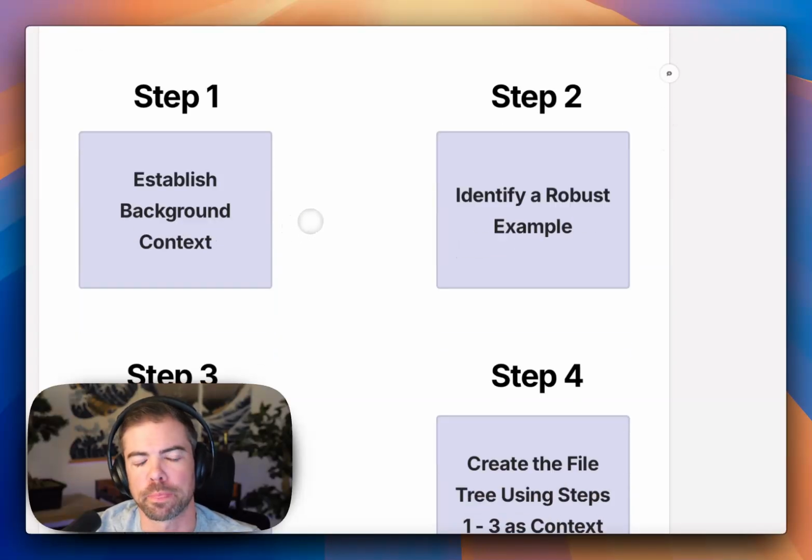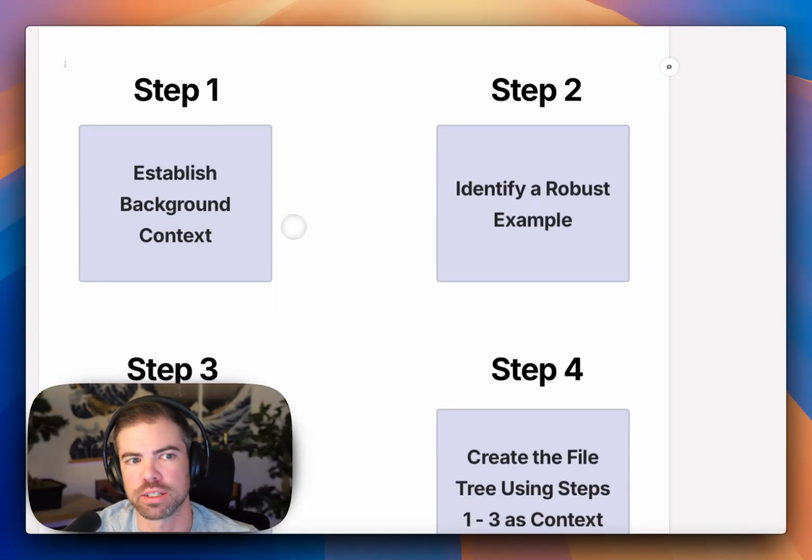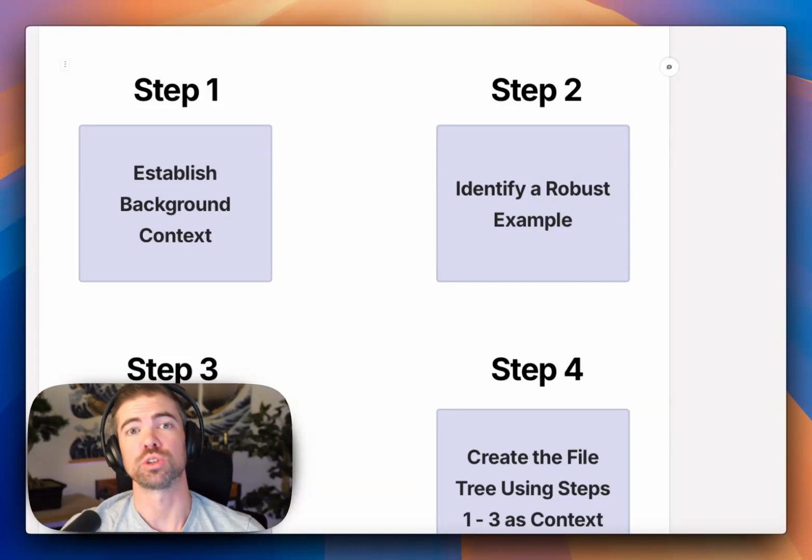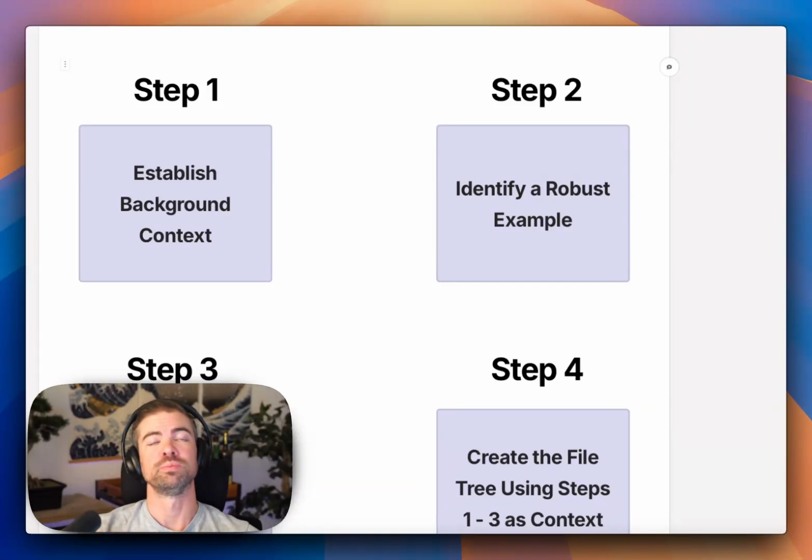So step one, establish the background context. What that means is you need to give the AI everything it needs in order to actually process your request. So let's say I want to build something. Well, why do you want to build it? Who are you building it for? What is your budget? And how will this be used? Just all of those sorts of questions. Who's your audience? All of those things.